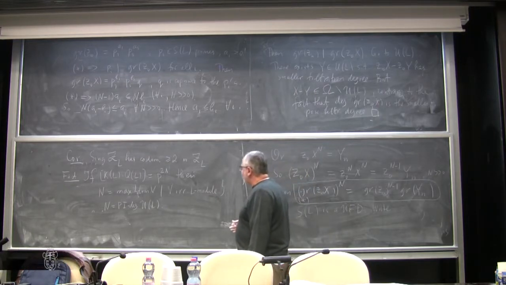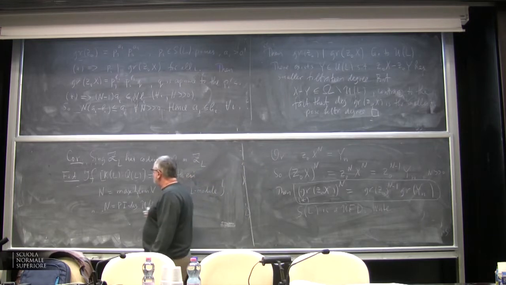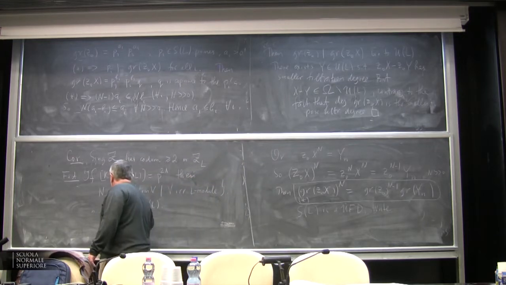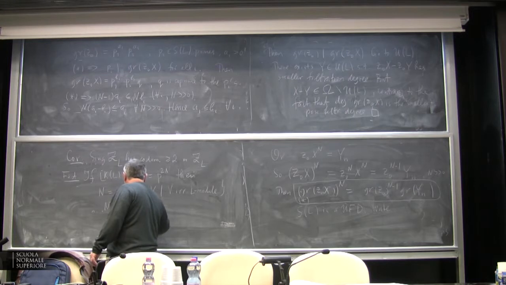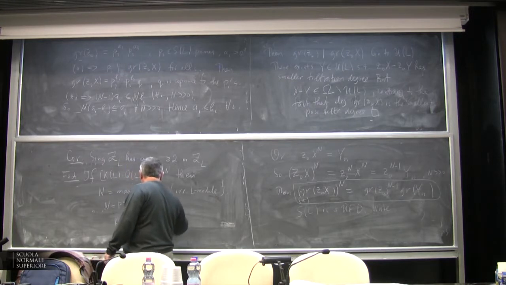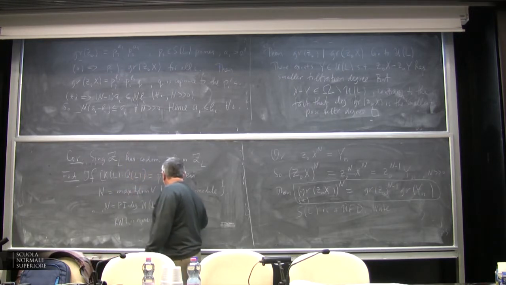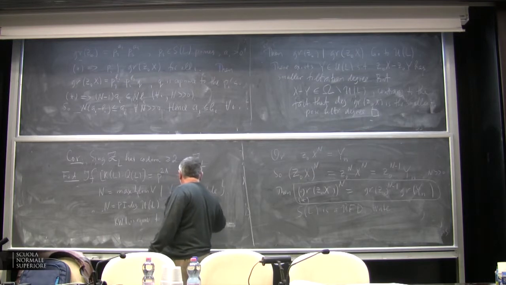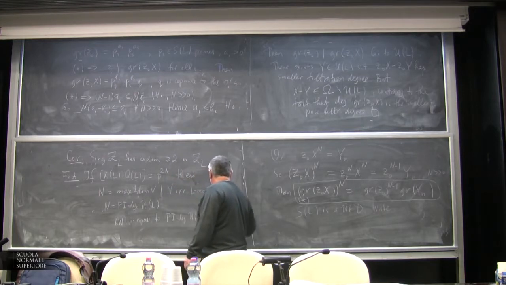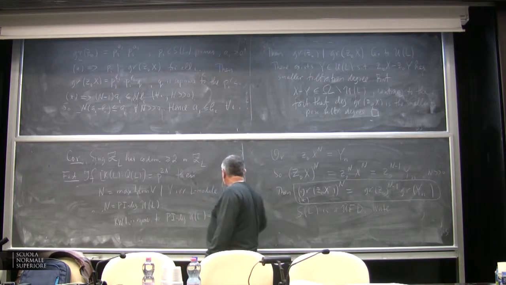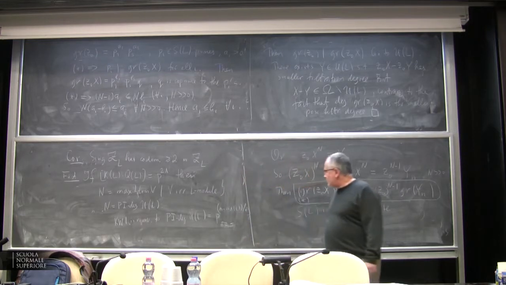So that's why KW1 is equivalent to this formula: the PI degree of U of L is equal to p to the power n, where n is the index of L divided by 2. And that's why I divided by 2.